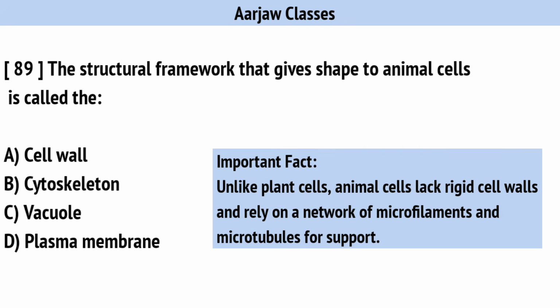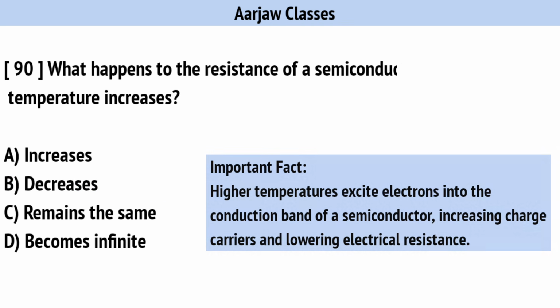The structural framework that gives shape to animal cells is called? Right option is B, cytoskeleton. What happens to the resistance of a semiconductor as its temperature increases? Correct option is B, decreases.